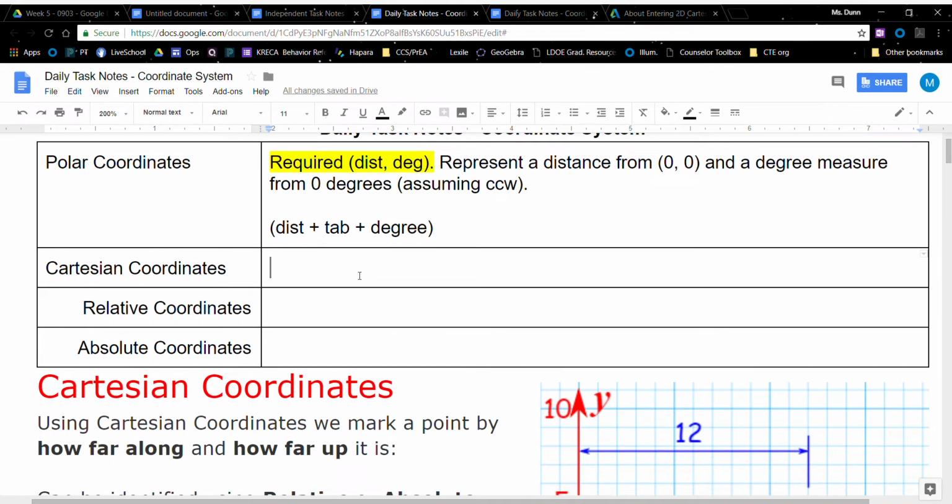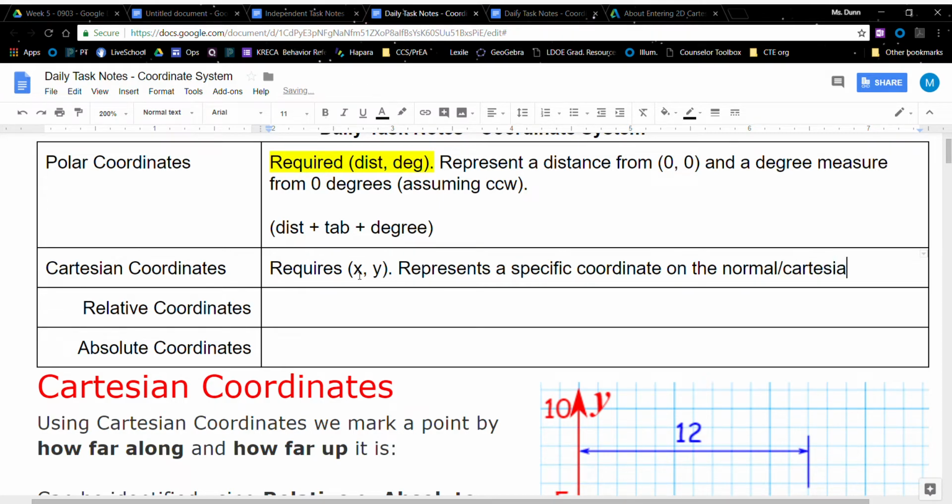So now let's talk about Cartesian coordinates. These are what we like. These are traditional. This requires X and Y coordinates. So it represents a specific coordinate on the, I'm going to say, normal, or what they call the Cartesian grid.